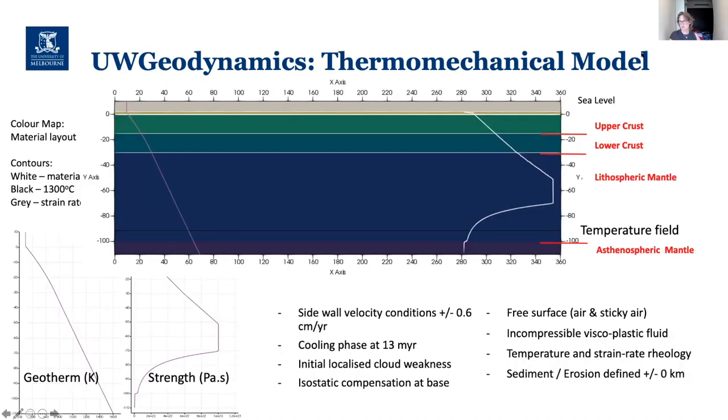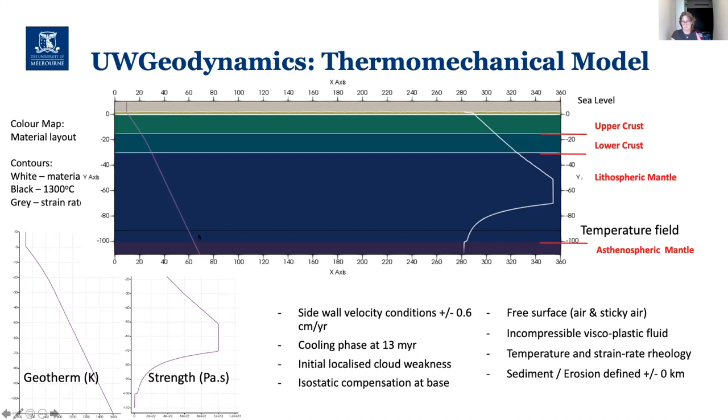There's quite a lot of detail in the model, so I'm not going to go into it in my little 5 minutes. I'll just say that we're modeling the upper crust, the lower crust, the lithosphere and the asthenosphere. We're pulling on the side boundaries at, in these models, 0.6 centimeters per year on either side. I have the initial geotherm down here. If you can see, it goes up to 1600 Kelvin, so you can subtract to get Celsius. And this here is our strength profile with depth. It maxes out at 10^23 Pascal seconds. I have a cooling phase in some of the models that I'll be talking about at 13 million years. And I have erosion and sedimentation just above and below sea level, which I've defined at 0 kilometers.